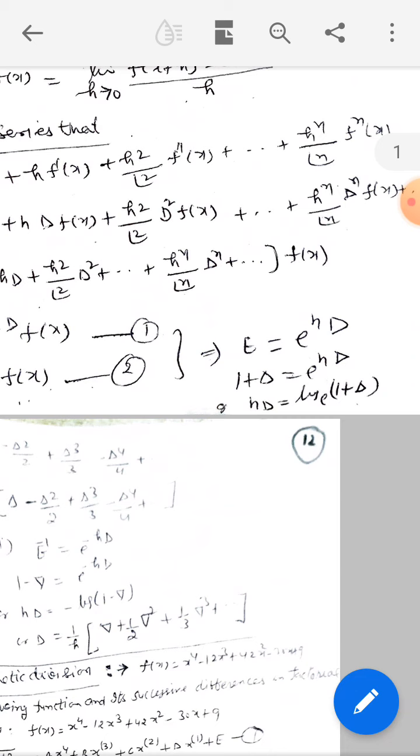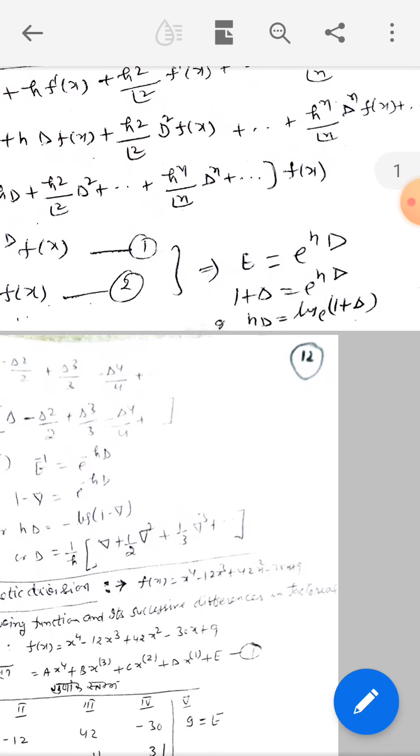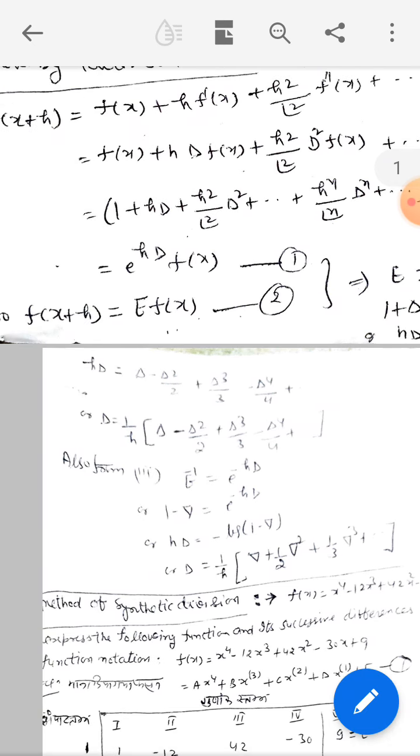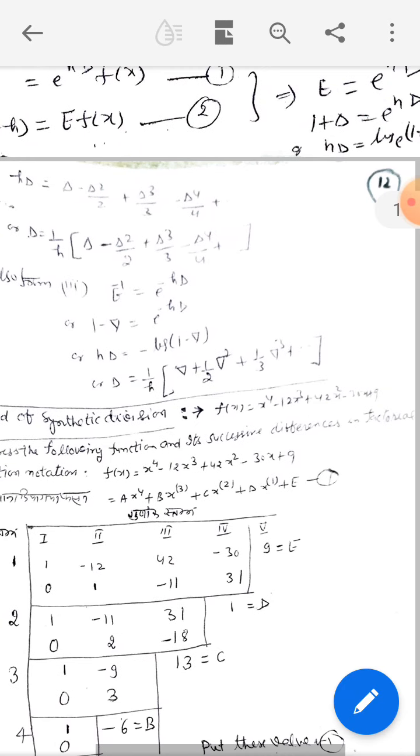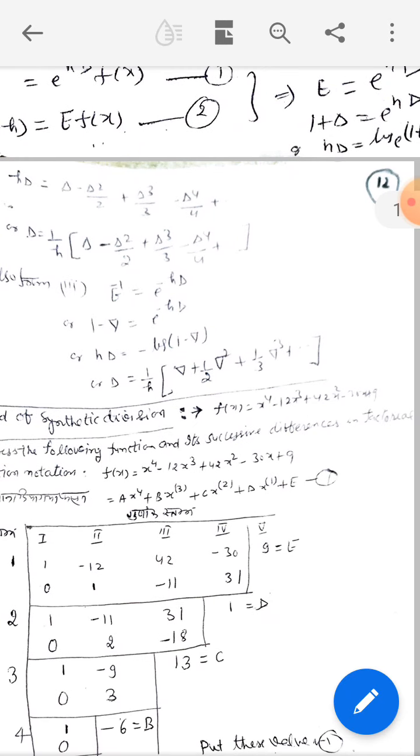And we know very well that the displacement operator E is equal to 1 plus delta, the forward difference operator delta. This is the equivalence relation of e to the power hD, or we can write it as hD is equal to log_e of (1 plus delta). Now from the expansion of log of (1 plus x), we get h into capital D equal to delta minus delta squared by 2 plus delta cubed by 3 minus delta to the fourth by 4, or the differentiation operator D is equal to 1 by h into (delta minus delta squared by 2 plus delta cubed by 3 minus delta to the fourth by 4 plus the next terms in the same way).